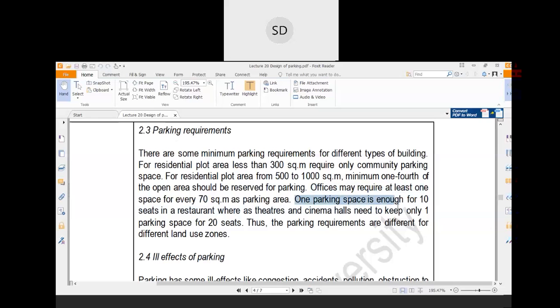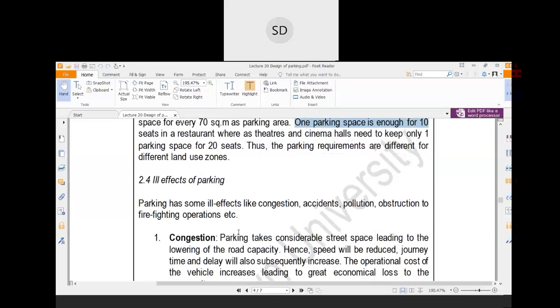Now one parking space is enough for 10 seats in a restaurant, whereas theaters and cinema halls need to keep only one parking space for 20 seats. So in a restaurant, if there are 100 seats, you need 10 parking places, and in a cinema hall, if there are 100 seats, you need 5 parking spots. Therefore, the parking requirement for different areas would be different.